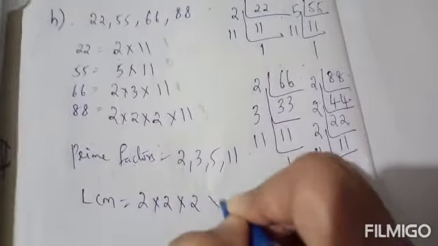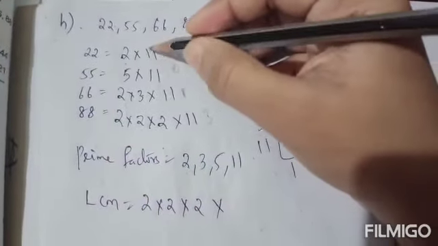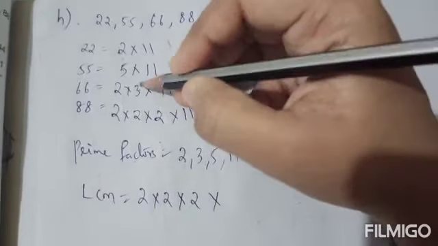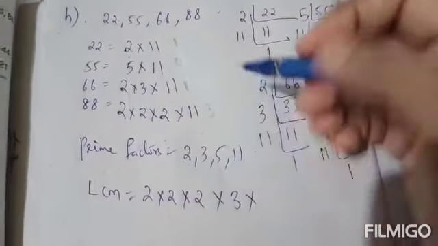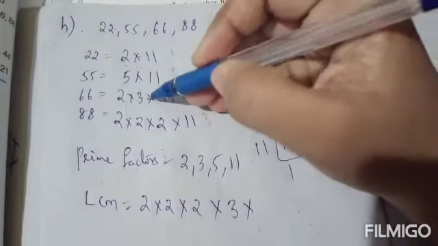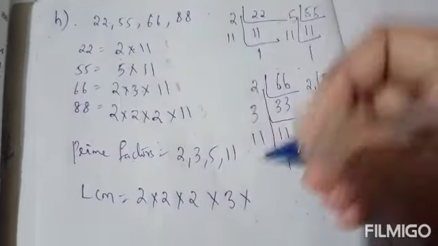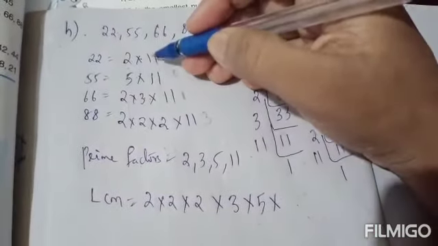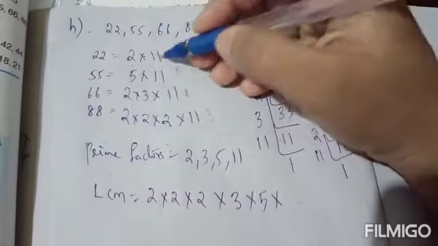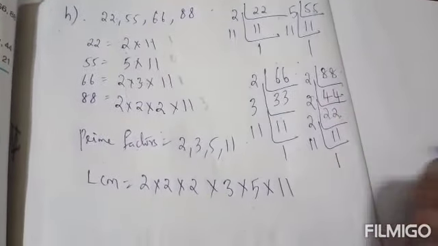Okay, now 3. 3 is not coming in 22, 55 and 88, but 3 is coming 1 time in 66. So in LCM 3 will come 1 time. Okay, next 5. 5 is not coming in 22, 66 and 88. It is coming 1 time in 55. So in LCM also 5 will come 1 time. Now 11. 11 is coming in all the numbers 1 time. So in LCM also 11 will come one time.